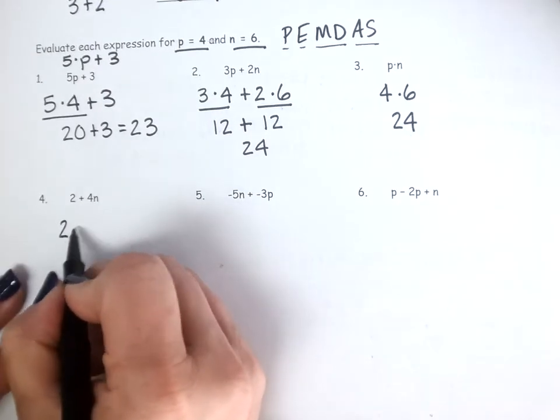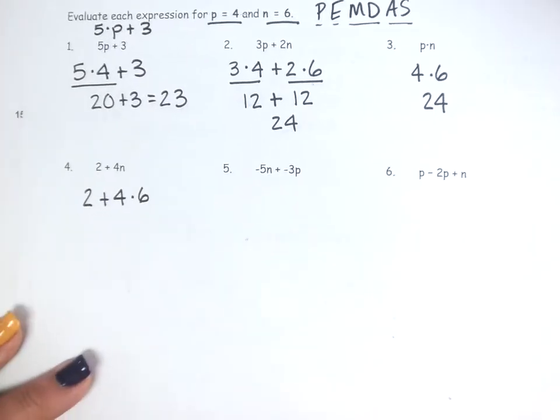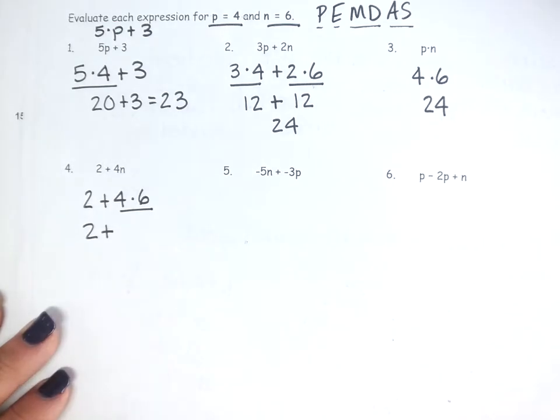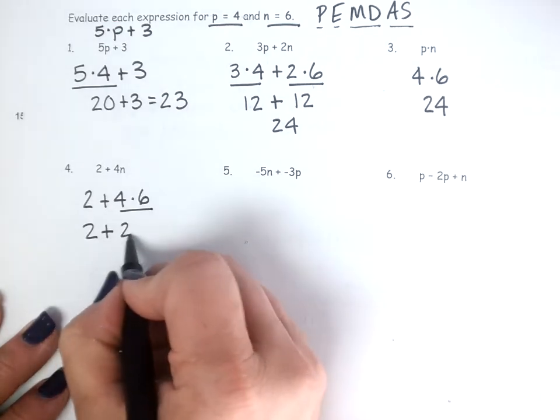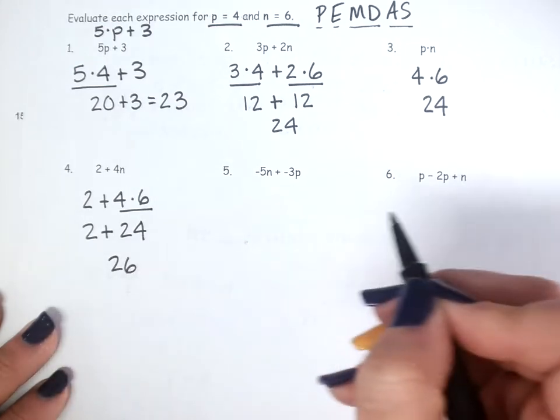So there's 4 times 6, that one's easy, we just have to finish that 24. Number 4, I have 2 plus 4 times whatever n is, 6, still 6. Again, order of operations, you can't go left to right yet because you have a multiplication. So that's going to be a 24. 2 plus 24 is 26.